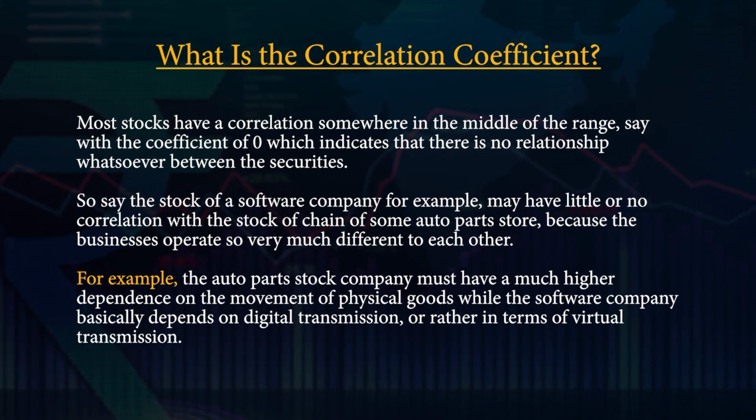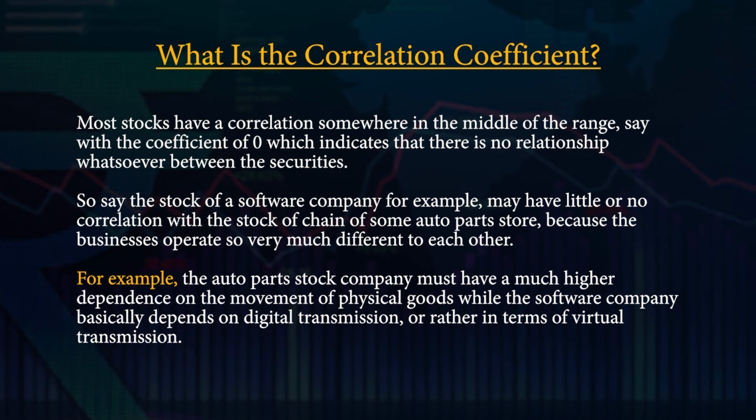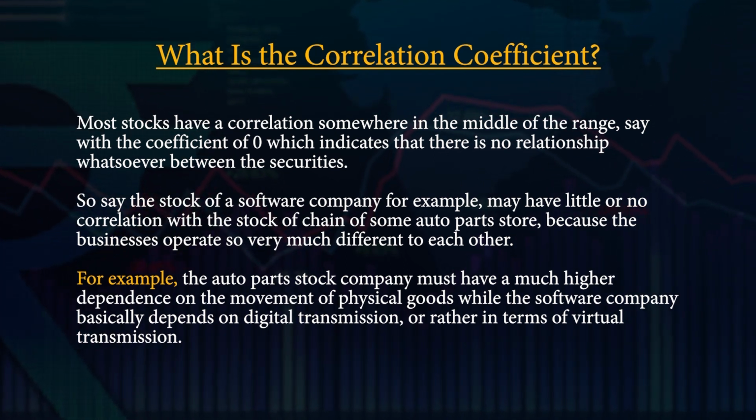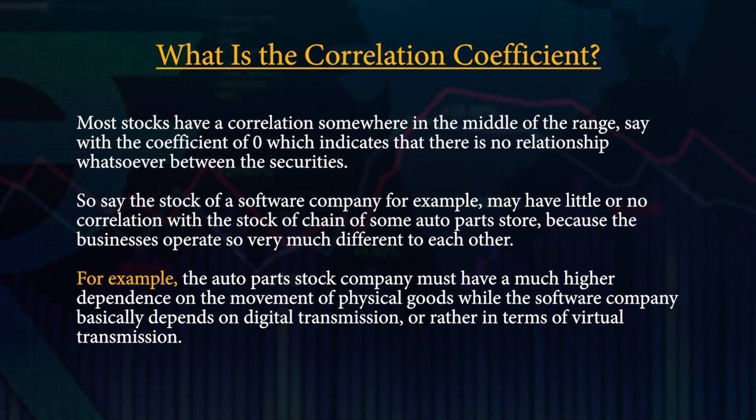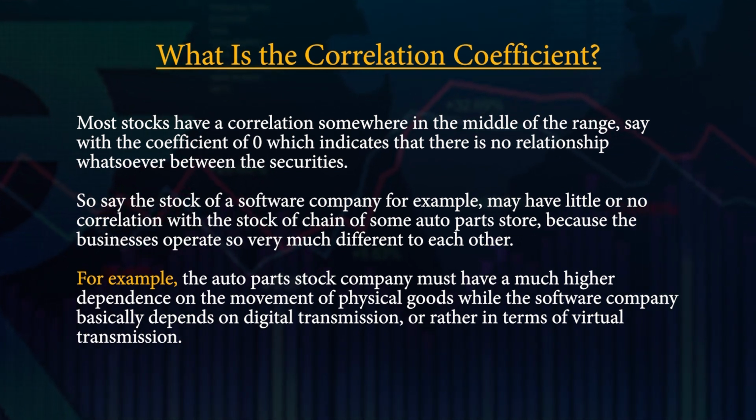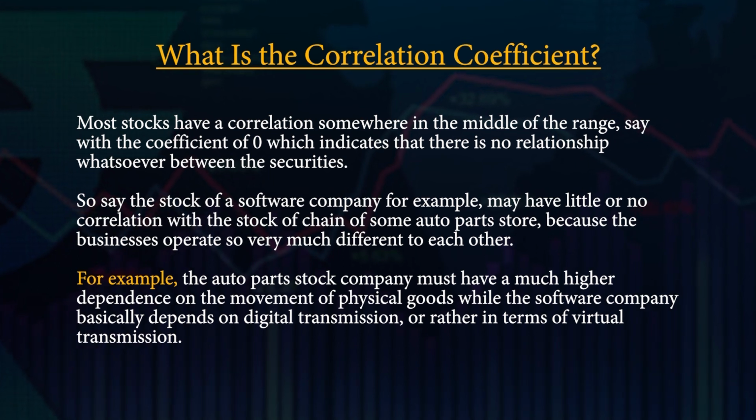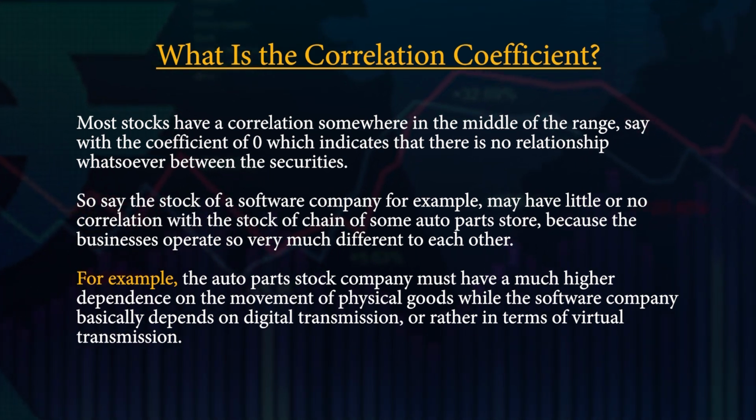That's the middle of the range, which indicates that there is no relationship whatsoever between the securities. So say the stock of a software company, for example, may have little or no correlation with the stock of a chain of auto parts stores, because the businesses operate very differently from each other. For example, the auto parts company must have a much higher dependence on the movement of physical goods, while the software company basically depends on digital, or rather virtual, transmission.